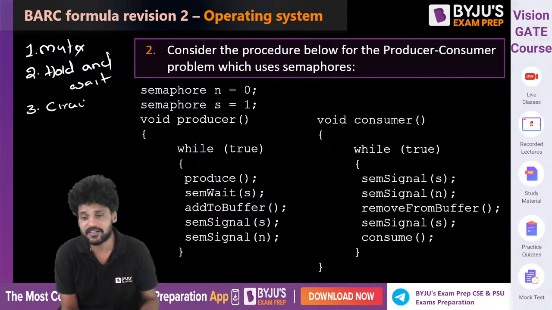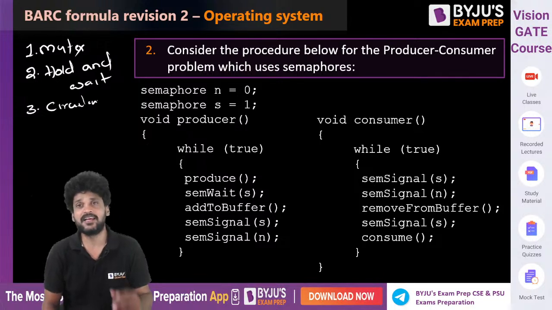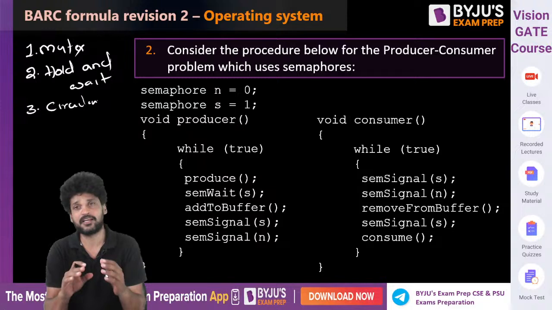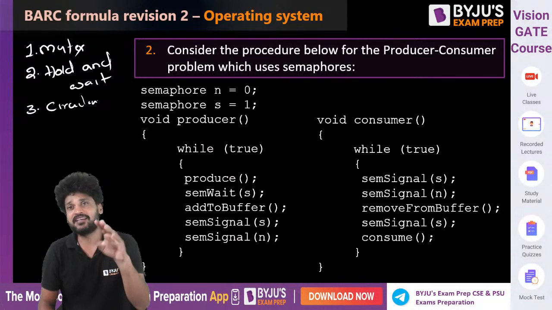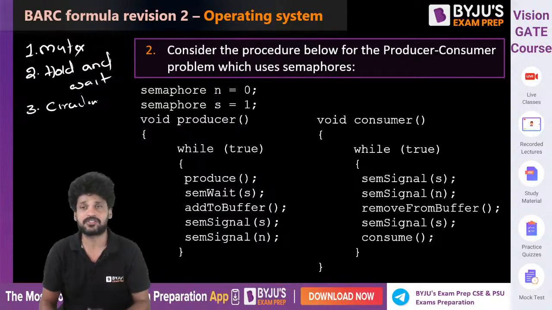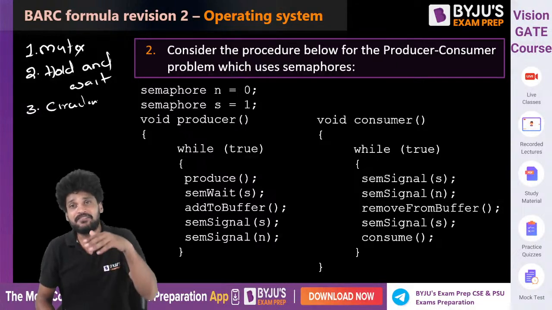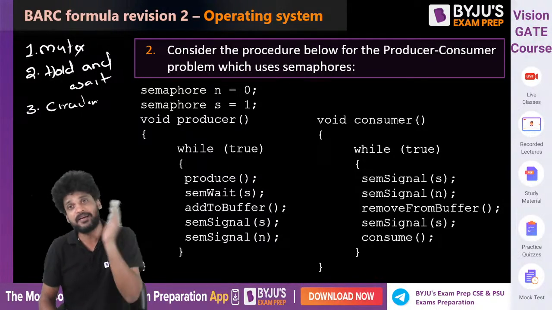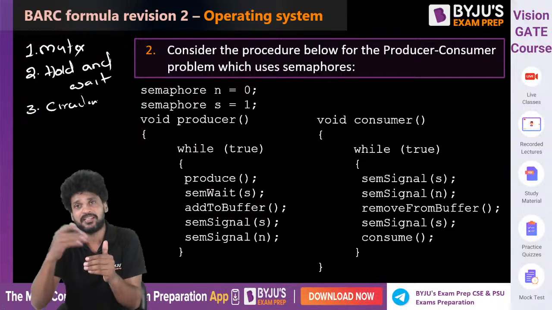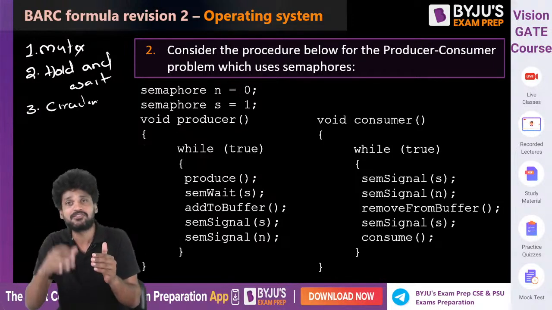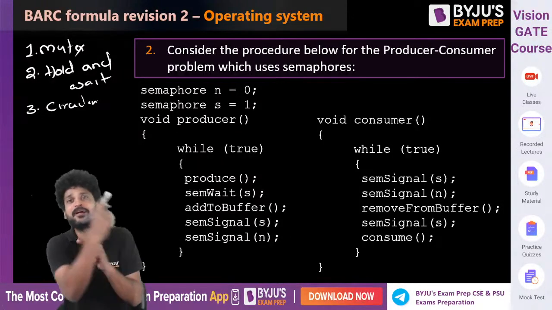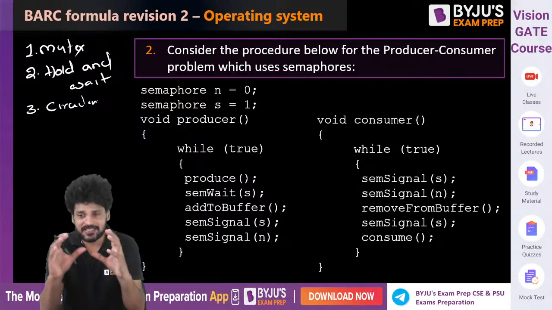What is circular wait? Circular wait is when there is a set of processes which are arranged in a circular fashion. Say there is a set of processes labeled 0 to 4, total 5 processes. The resource which is required by the first process is held by the second process, the resource required by the second process is held by the third process, the resource required by the third process is held by the fourth process, the resource required by the fourth process is held by the first process again. Now, there is a circular wait.